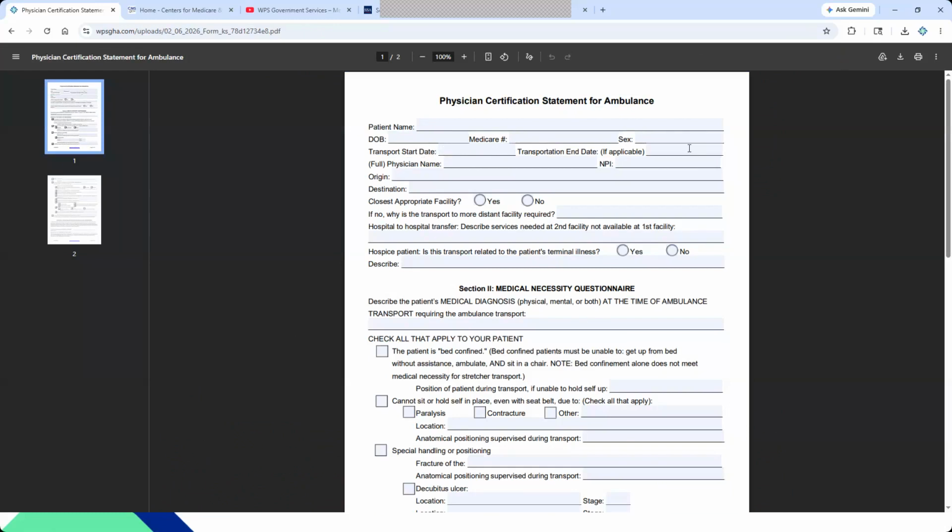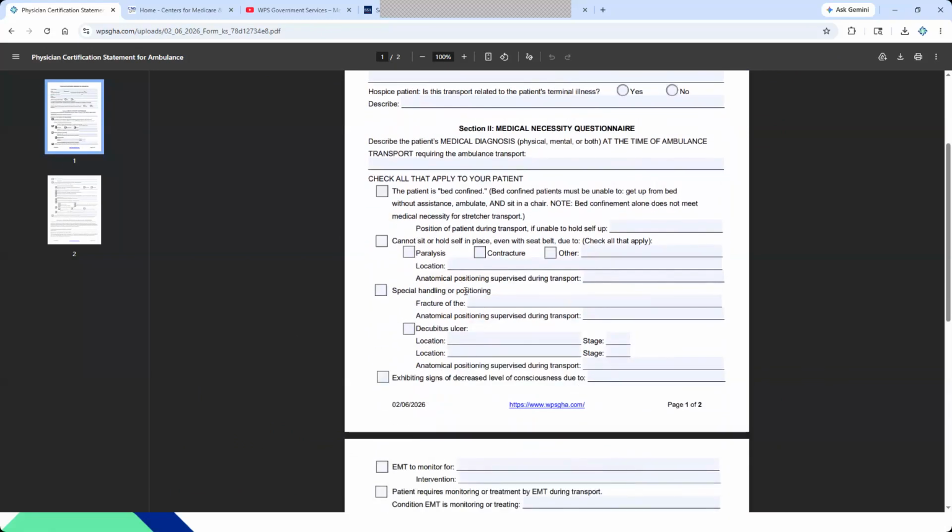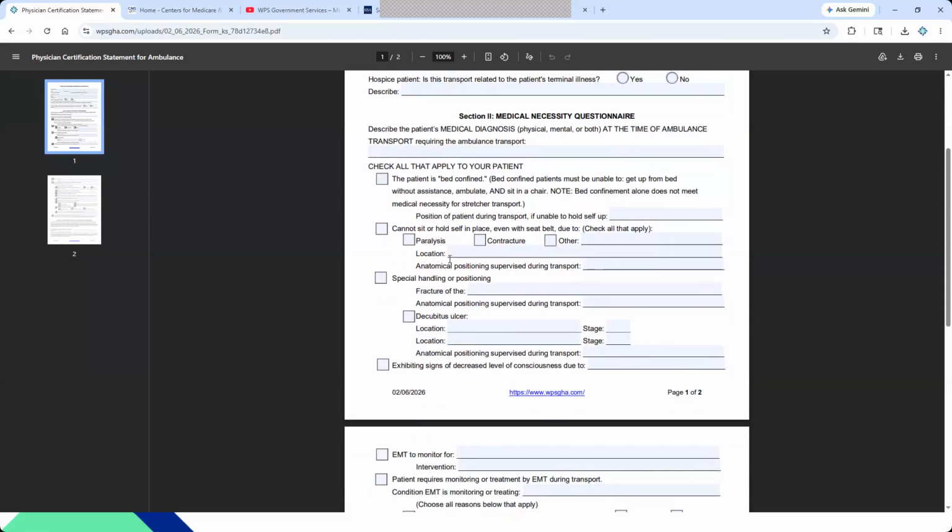Again, if applicable. Why does it say if applicable? Well, what if it's a one-time transport? So it has a start date, but there's no end date, or it could be the same. Physician's name, NPI, and then origin and destination. And you can see through all of the basic information. This just helps us a little further. This is the part that you want to make sure has something in it, and that it is more than just they need to be transported or they're bedbound. Those statements alone don't help us.